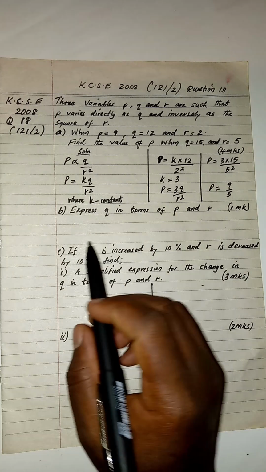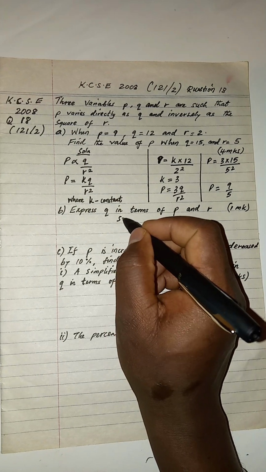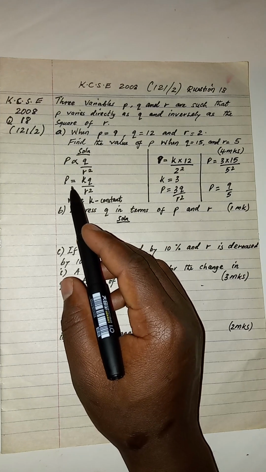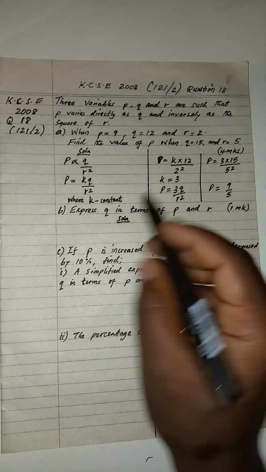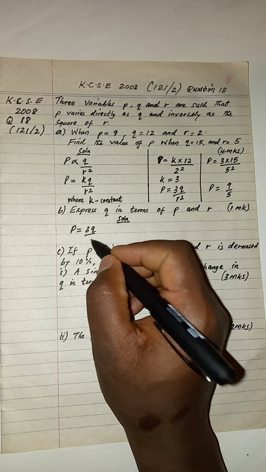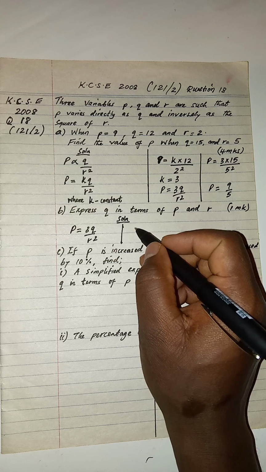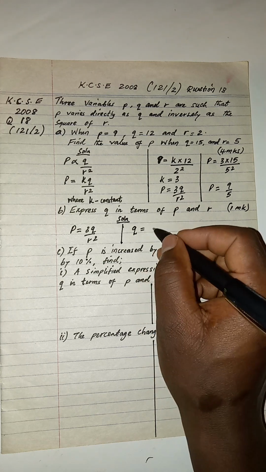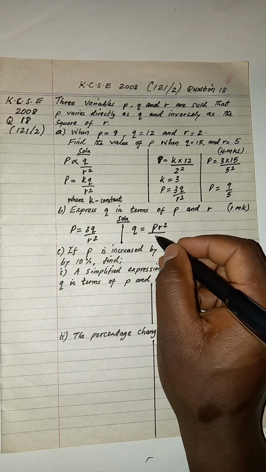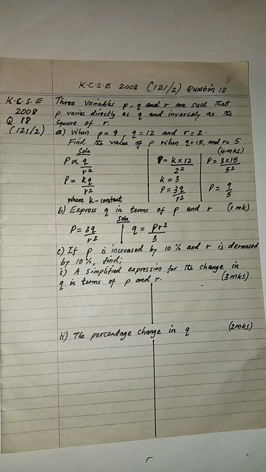Part B of the question: express Q in terms of P and R. So simply we are supposed to make Q the subject of the formula from the equation. The equation is P is equal to 3Q over R squared. So we can say that the value of Q is equal to PR squared over 3, and we have expressed Q in terms of P and R.